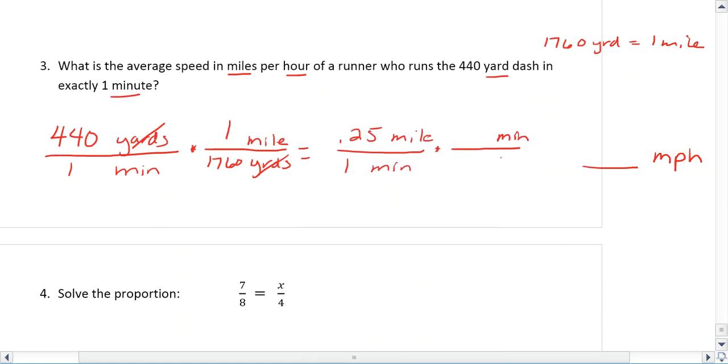We don't want minutes, we want hours, so we'll put the word hours here. This is common knowledge. You know that 1 hour is 60 minutes. And so now if we multiply 60 times 0.25, and we see that the word minutes here cancel, we end up with 15 miles per hour is how fast she ran. Not too bad.